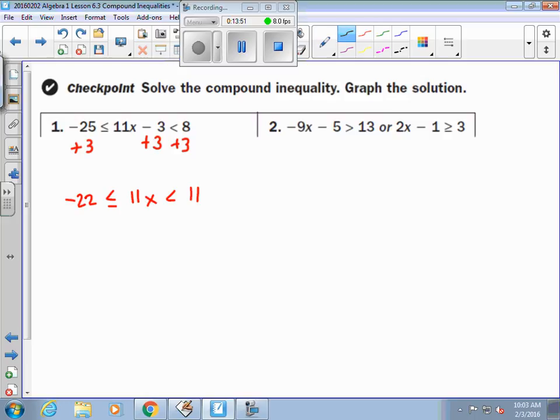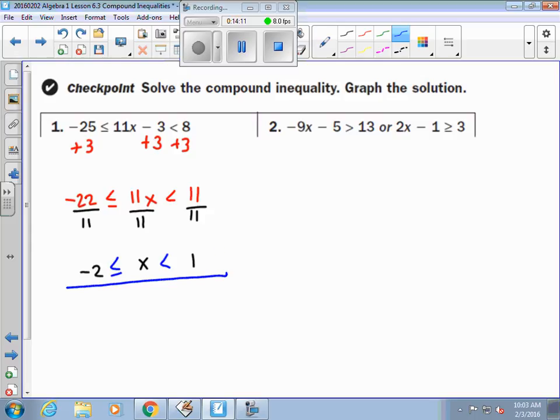Divide by 11 for the next one to get x by itself. That leaves you with x. Divide this one and this one by 11. -22 divided by 11 is -2. And 11 divided by 11 is 1. Reverse them or not? No. Divided by positive, you leave them just like they are. Less than or equal to is less than.